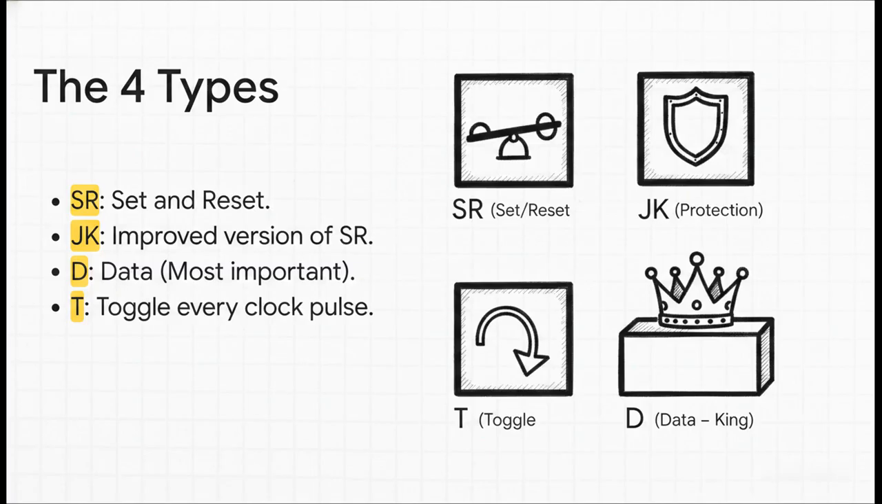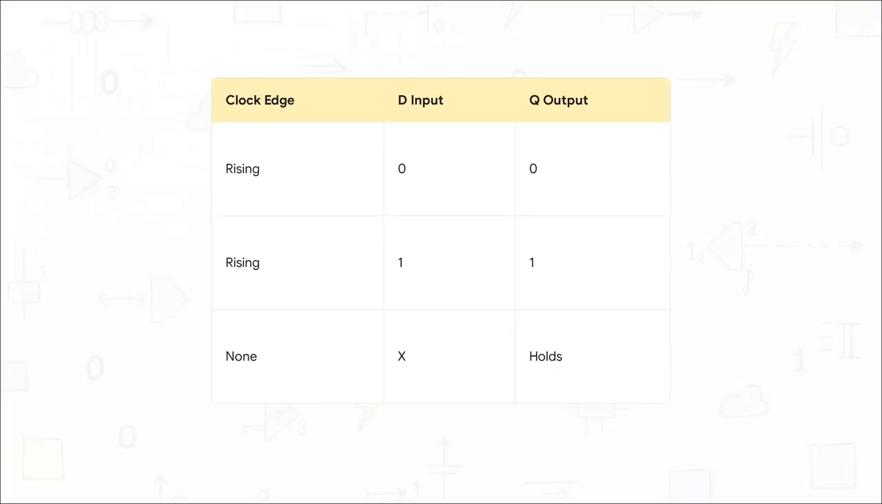But the undisputed king of modern integrated circuits is the D flip-flop, where D stands for data. Its simplicity totally prevents ambiguous states, making its behavior incredibly predictable and safe for massive systems. And when you look closely at the logic for the D flip-flop, you can completely see why it's so popular. It's just brilliantly straightforward. When that rising clock edge hits, if the data input is 0, the next output becomes 0. If the data input is 1, the output becomes 1.